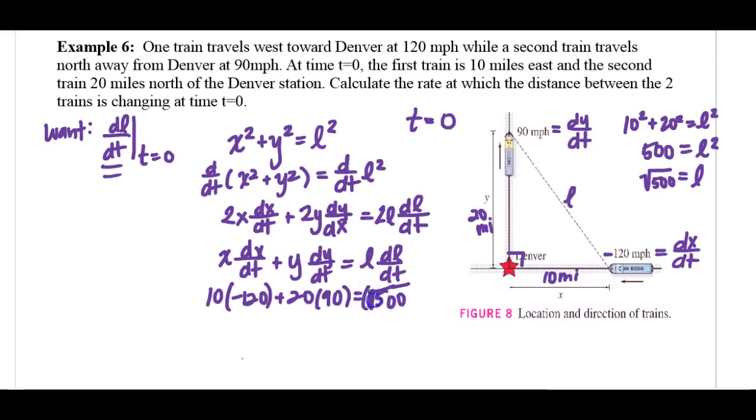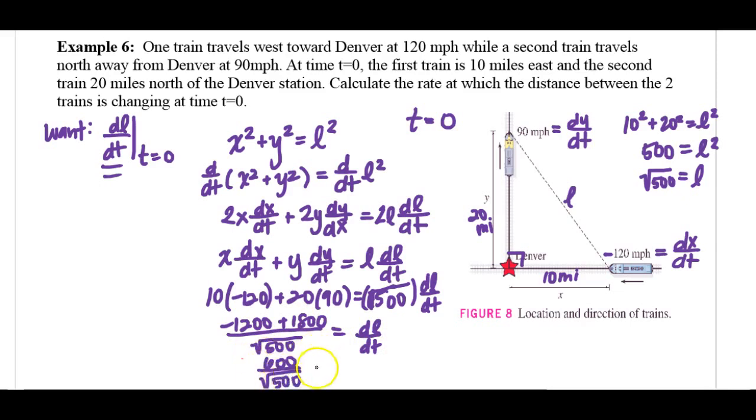The square root of 500, and then dL/dt. So now this is a matter of simplifying. So this is negative 1200 plus 1800 over the square root of 500, and that's dL/dt. So this is 600 over the square root of 500.